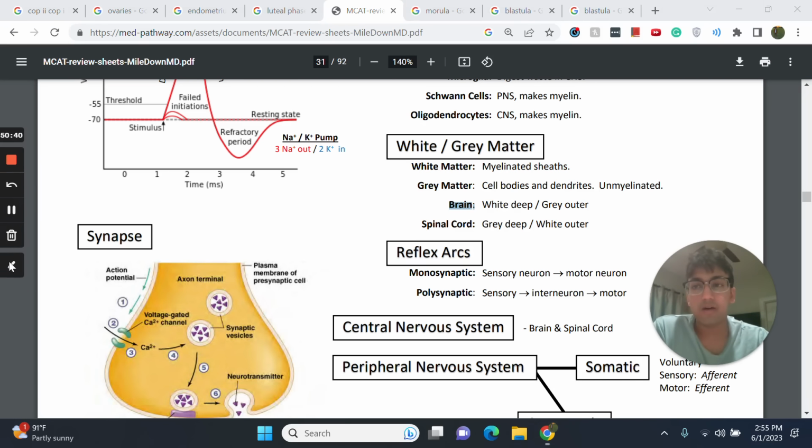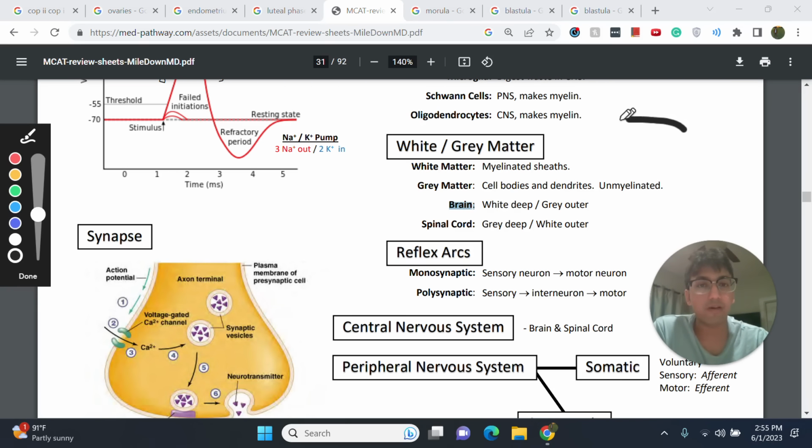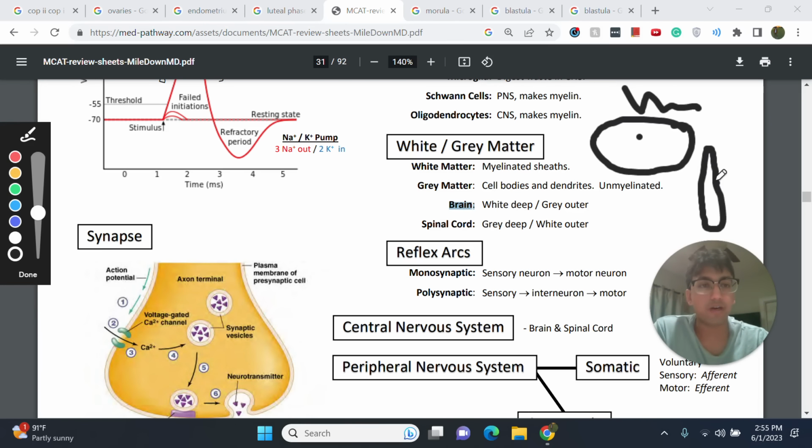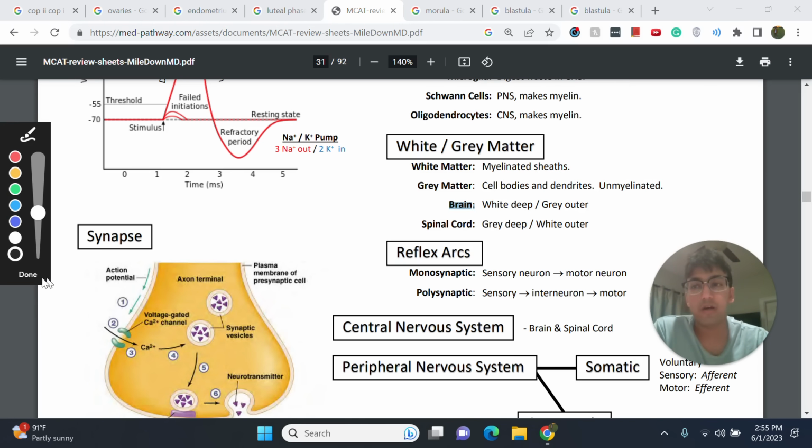So I always kind of make this diagram for myself, which is, this is the brain, and I just want to remember that outside is gray and inside is white, right? And in the spinal cord, I just make the same diagram for myself, and I just remember that the inside is gray and the outside is white, right? So just remember that they're reversed.